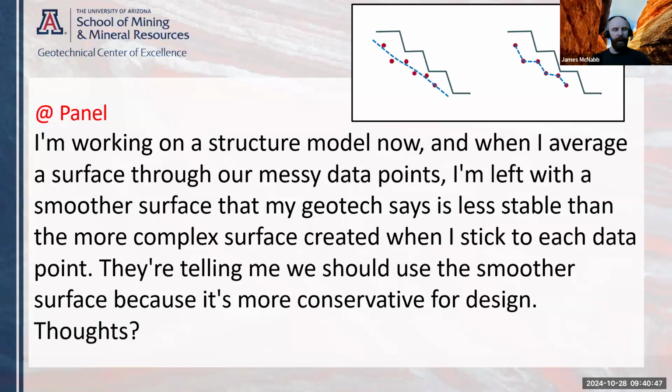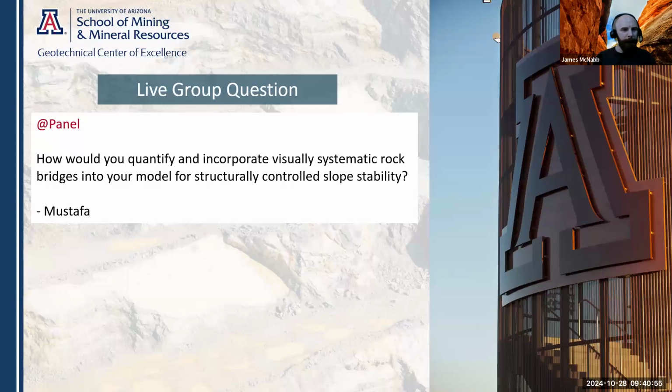Great. Well, for the interest of time, I'm going to move on. We've got a live question that I think is somewhat related to this from Mustafa. How would you quantify and incorporate visually systematic rock bridges into your model for structurally controlled slope stability? Thank you, Mustafa. I think that's a very good question. So how would we go about quantifying these rock bridges if the structures are not connected, I assume?